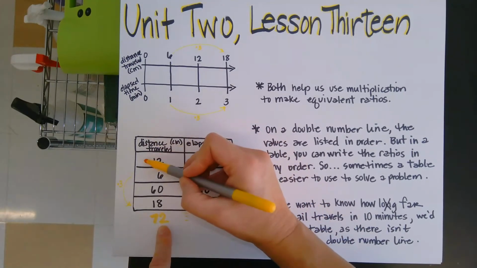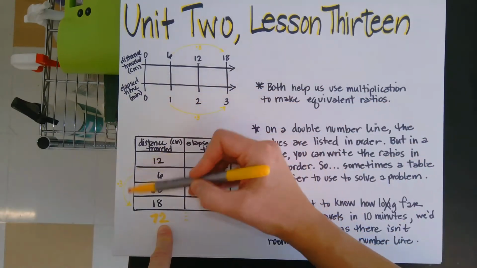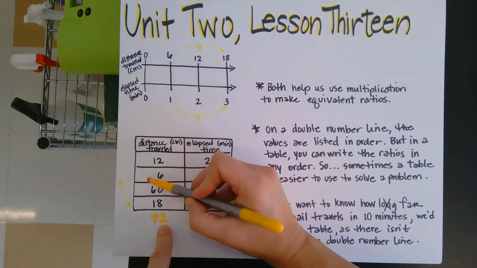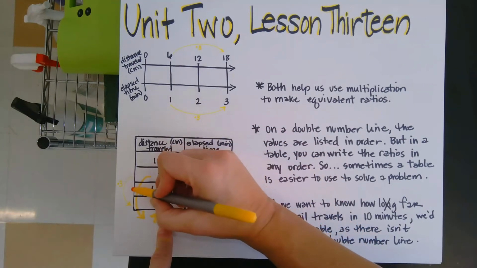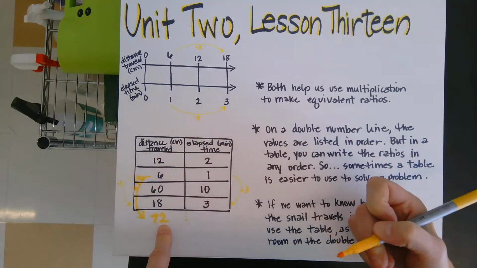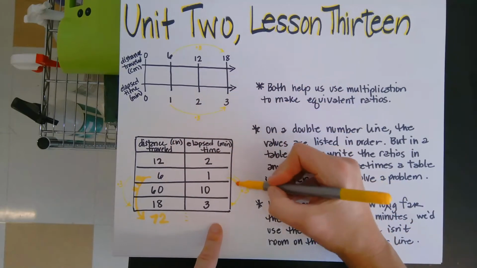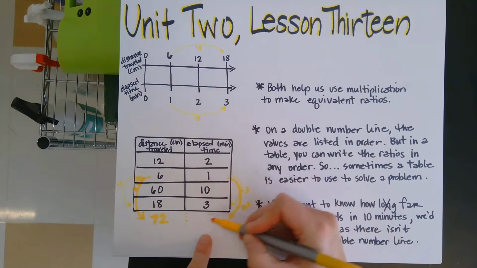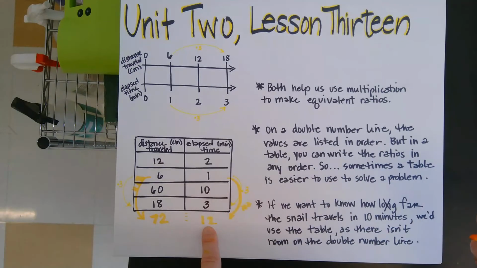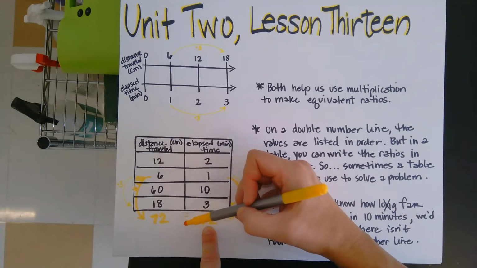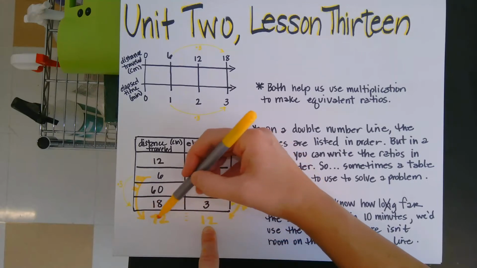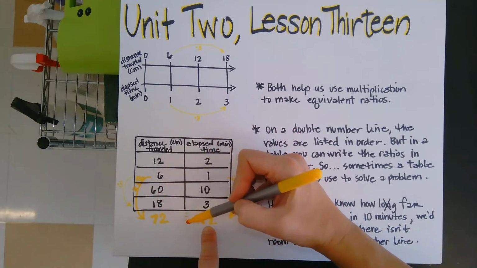And then I can look for another number that I want to multiply by. So in this case, I might want to multiply the 6 times what to get 72? Well, I know 6 times 12 is 72, so then the same row, I would multiply 1 times 12 to get 12 minutes. Okay?